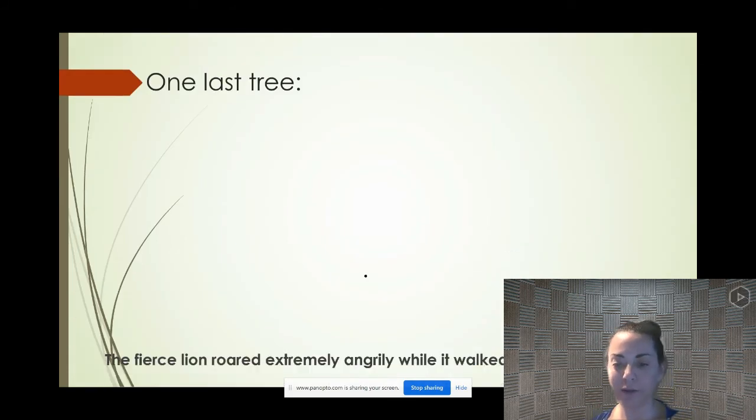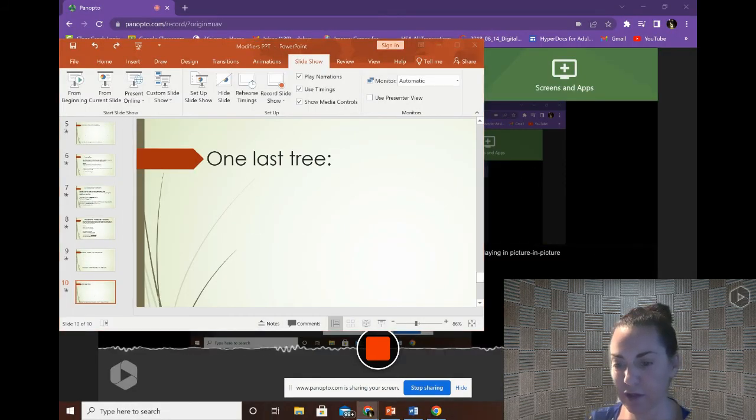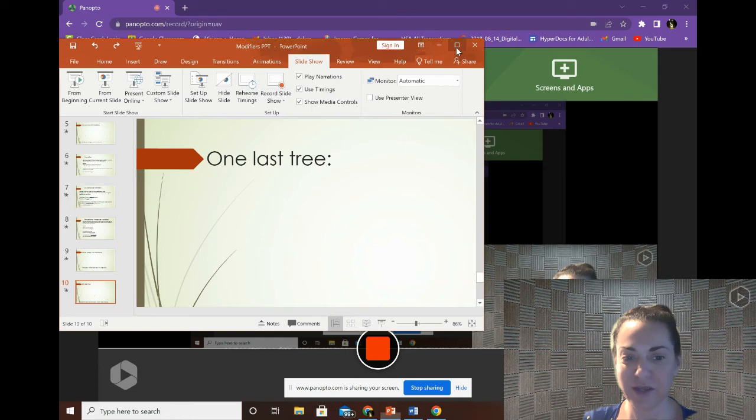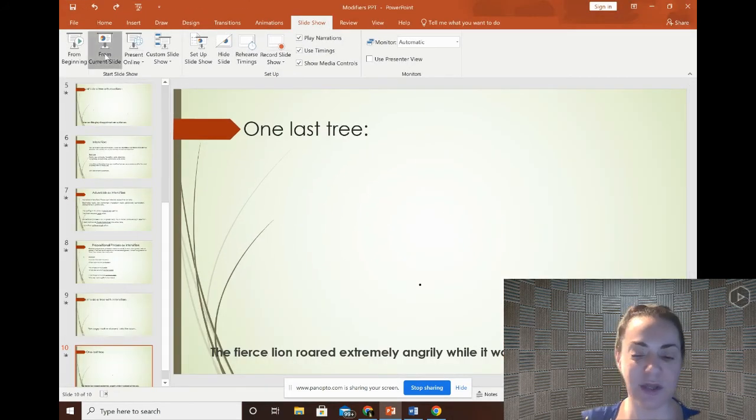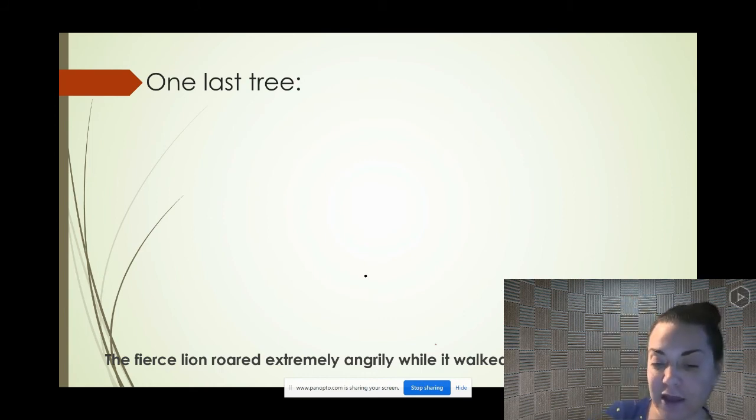And we're going to do one last tree. Now you can't see because I am in the way. So I am going to get rid of myself here so that we can do this tree. The fierce lion roared extremely angrily while it walked at the zoo. The cool thing about this one is that there's two independent clauses functioning here, connected by a conjunction.